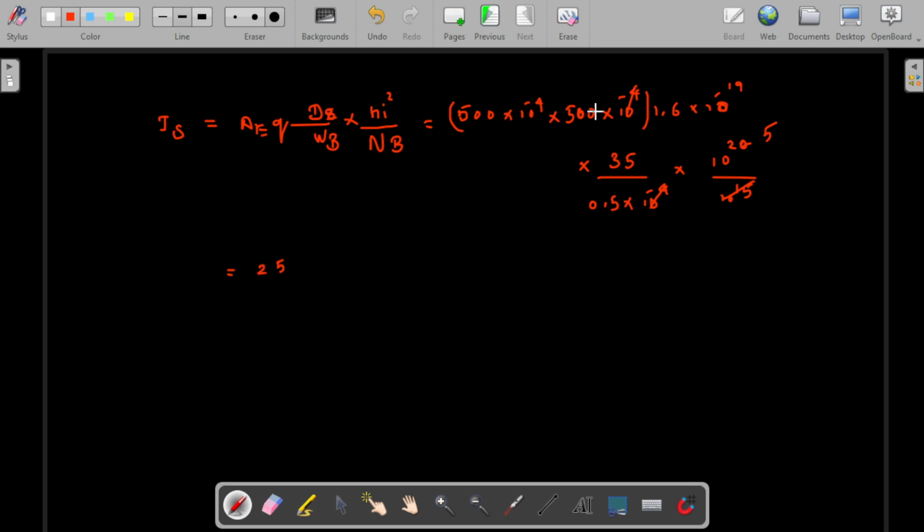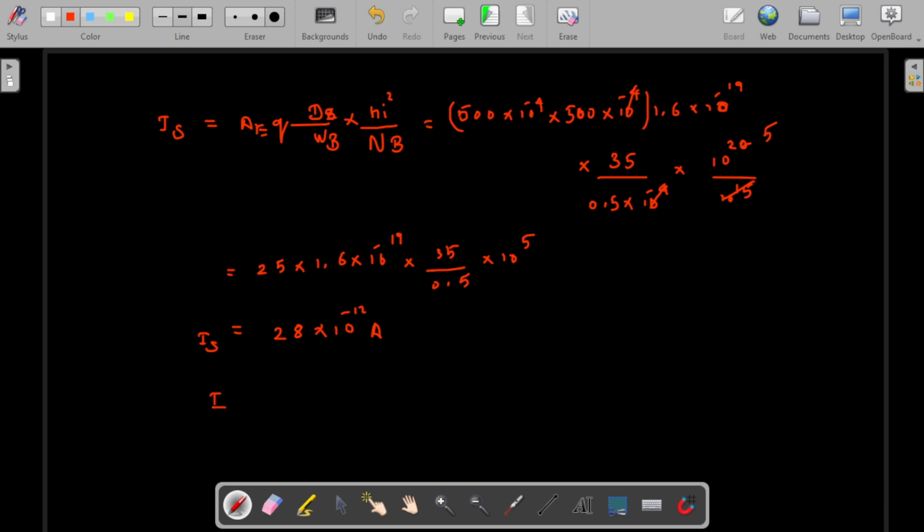This power is 10 power 4, so we are cancelling another 10 power 4 here, which is into 1.6 into 10 power minus 19 into 35 divided by 0.5 into 10 power 5. Okay, I hope you are able to understand it. Simple, normal calculation. If we calculate everything, we will end up with 28 into 10 power minus 12 amps. So IS is this one. We have found out IS.